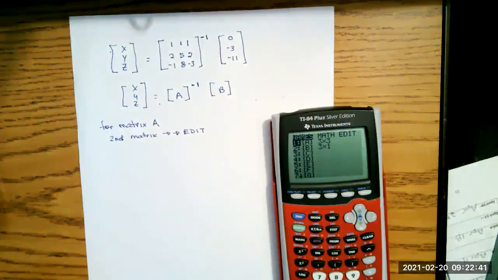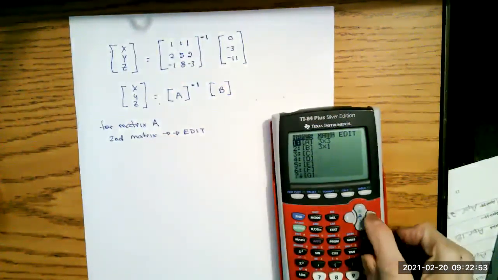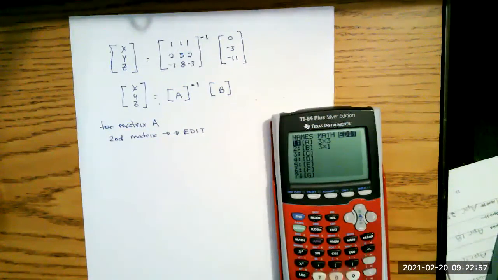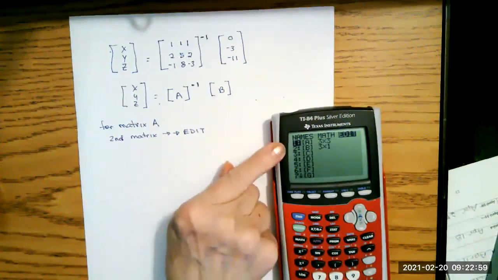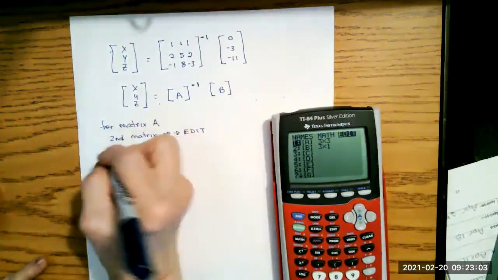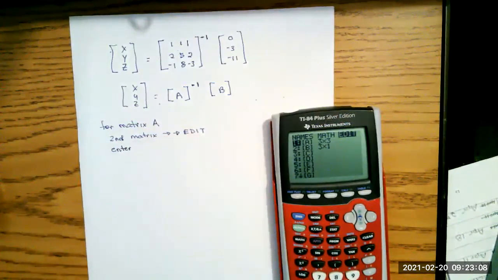Now, I already have been using this, so I already have some matrices in my calculator. Yours is probably blank. But what you want to do is go over twice, like the arrows indicate, to the edit, and then you can see that it's highlighted on number 1, which is matrix A. So all you have to do is enter at that point. So you hit the enter key.